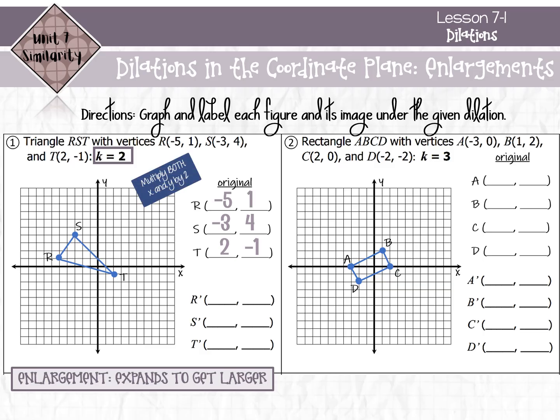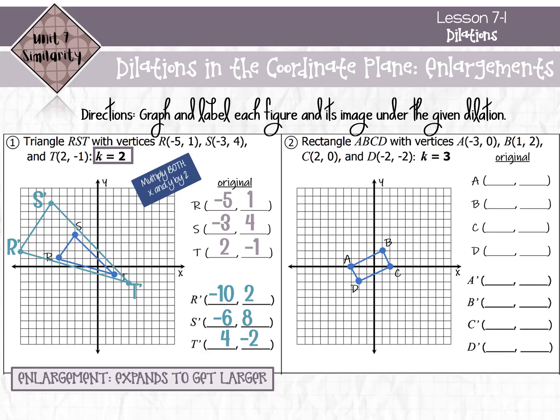So we are going to multiply both the x and the y by 2. So to get R prime, we multiply -5 by 2 and 1 by 2. We get (-10, 2). Do the same thing with S, (-6, 8). And point T prime is going to be (4, -2). Connect the dots, and we have our triangle, our image after the dilation.